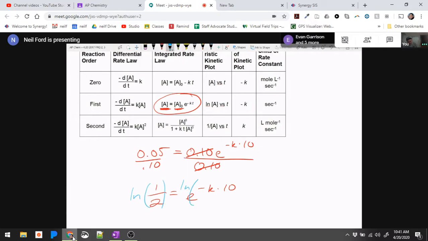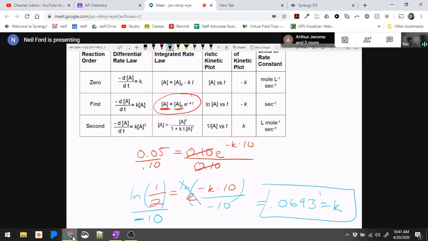And so then this all works out that you get the natural log of a half, and then you divide by negative 10. Actually, I lied. Let me go back to my page. The natural log of a half comes out negative, and then negative divided by negative does come out to 0.0693 equals k. And that would be reciprocal hours.